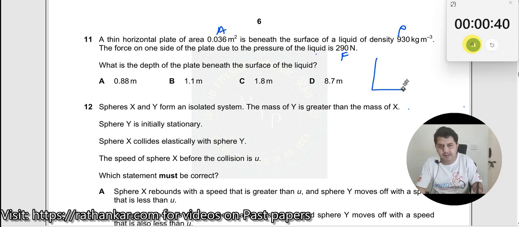So this is the container, and this is the liquid, and maybe this is my object. So this is the area here. This is the area here. So this is what has been asked. So how do we do it?